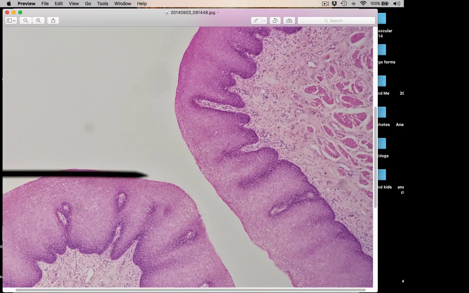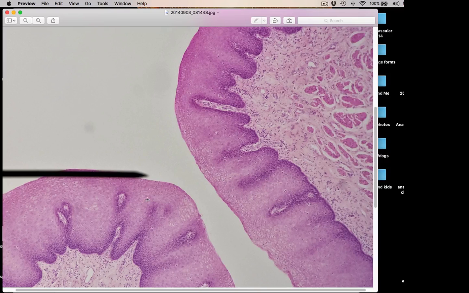There, stratified squamous. Now, when we get to the integumentary system, we'll learn the difference between keratinized and non-keratinized stratified squamous. This is non-keratinized stratified squamous. The cells on the top layer are still alive.